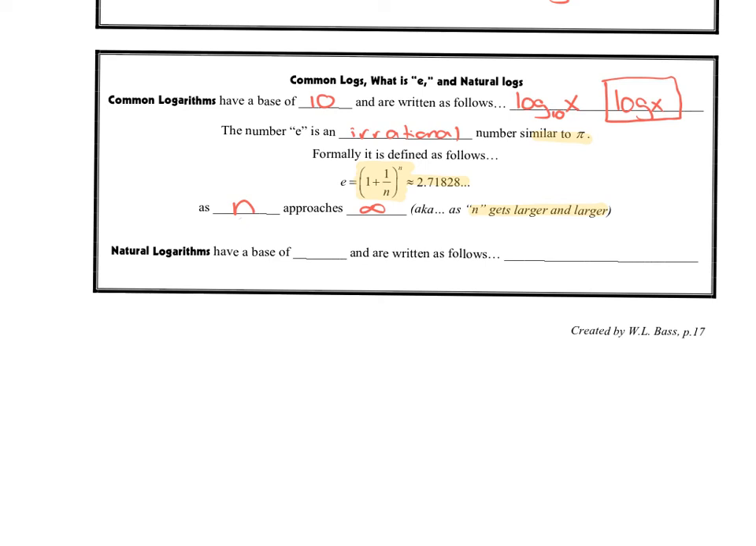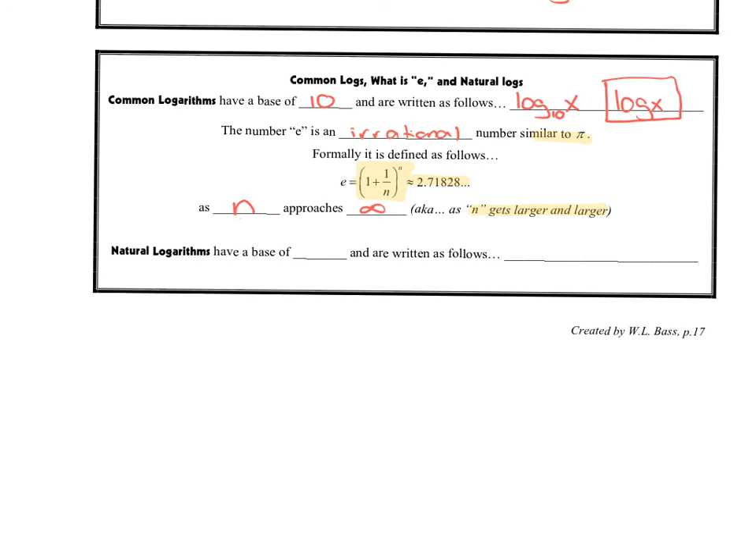So you could certainly try that out if you wanted. You could just start writing down some numbers. Pick a value for n, see what you get. Pick a bigger value for n, see what you get. Pick a bigger value for n, see what you get. And what you'll find is you're going to get closer and closer to that value.